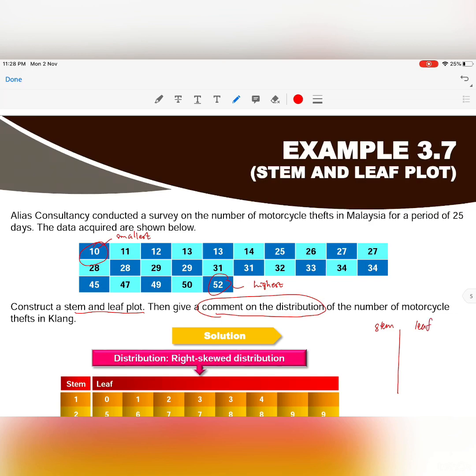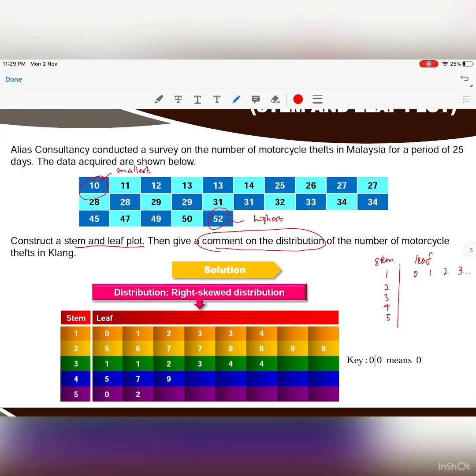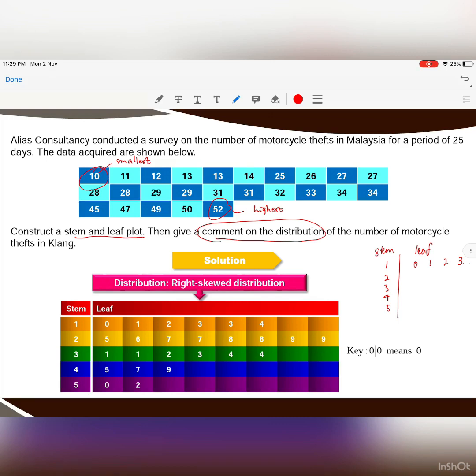So our stem, the smallest one is 10, so it starts with 1 until 5. Then we put the leaf. So 10 is 1, 0. Another one, 11, so we put 1 here, then 2, then 3, and so on. So this is the solution for the stem and leaf plot. Don't forget to put a key indicator. You can put 1, 0 means 10. You can also write it like this.